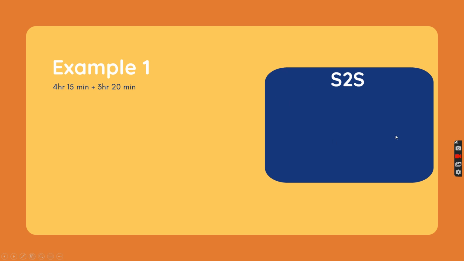So first thing first, I'm gonna write down our S2S here on this side, so we can always refer to it. Step 1 is we're gonna add the minutes first. So we're gonna rewrite this in column form. So we have our hours here and our minute here. So 4 hours 15 minutes plus 3 hours 20 minutes. We're gonna add the minute first, focusing on the column right here. So 5 plus 0 gives 5, and 1 plus 2 gives us 35.